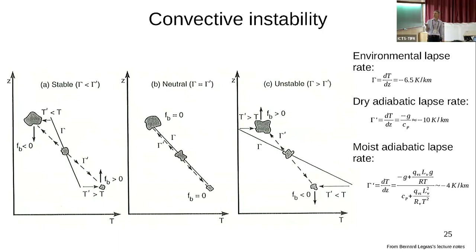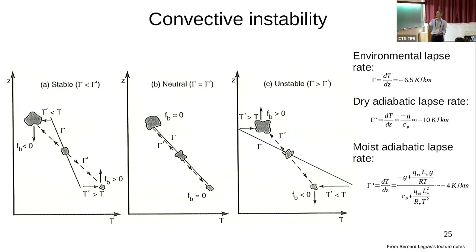The stable case is when the gamma prime, the lapse rate of that parcel, is larger than the lapse rate of the environment. If they're the same, it's neutral, and if you have a larger lapse rate in the environment, then it's going to be unstable and you have convection. We did it with Newton's law, and you can also just directly see that by comparing the profiles, by comparing the lapse rates.